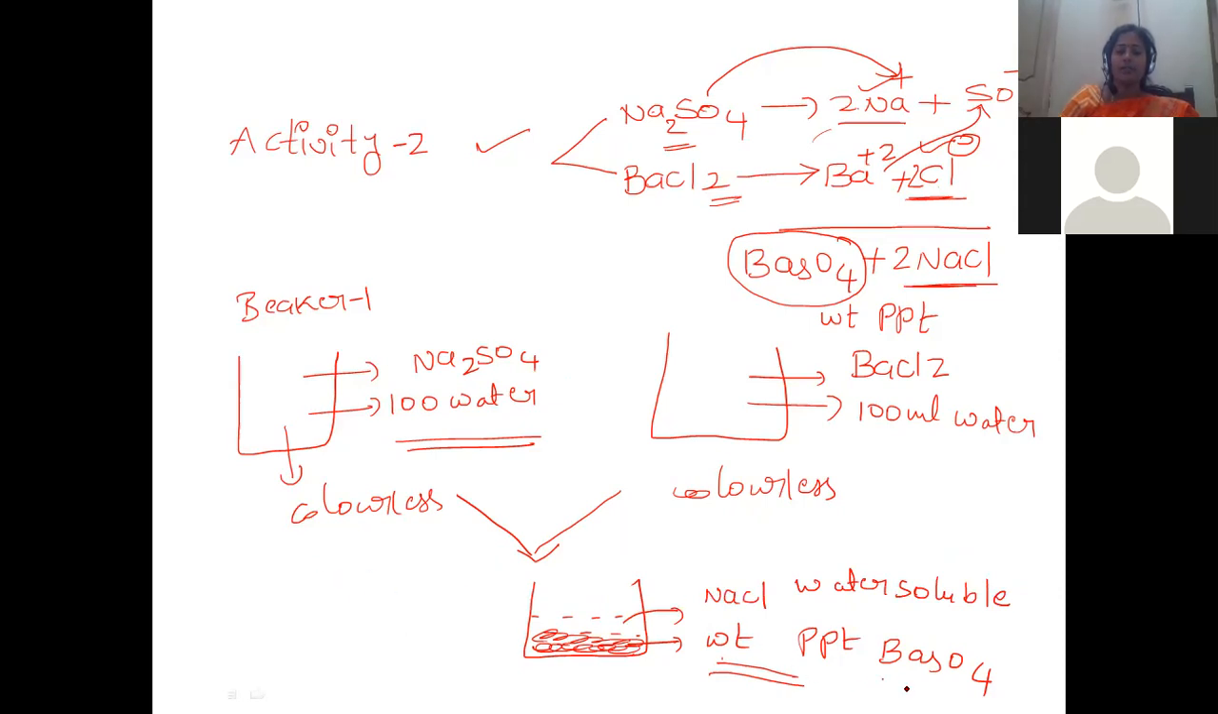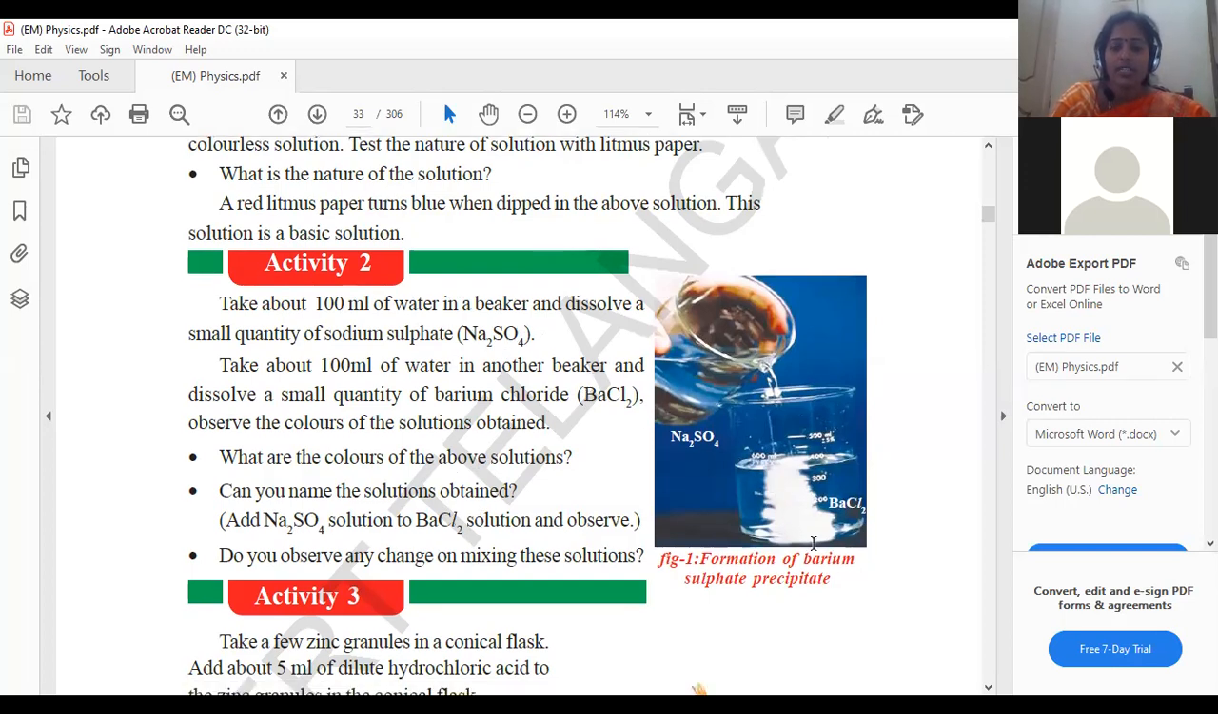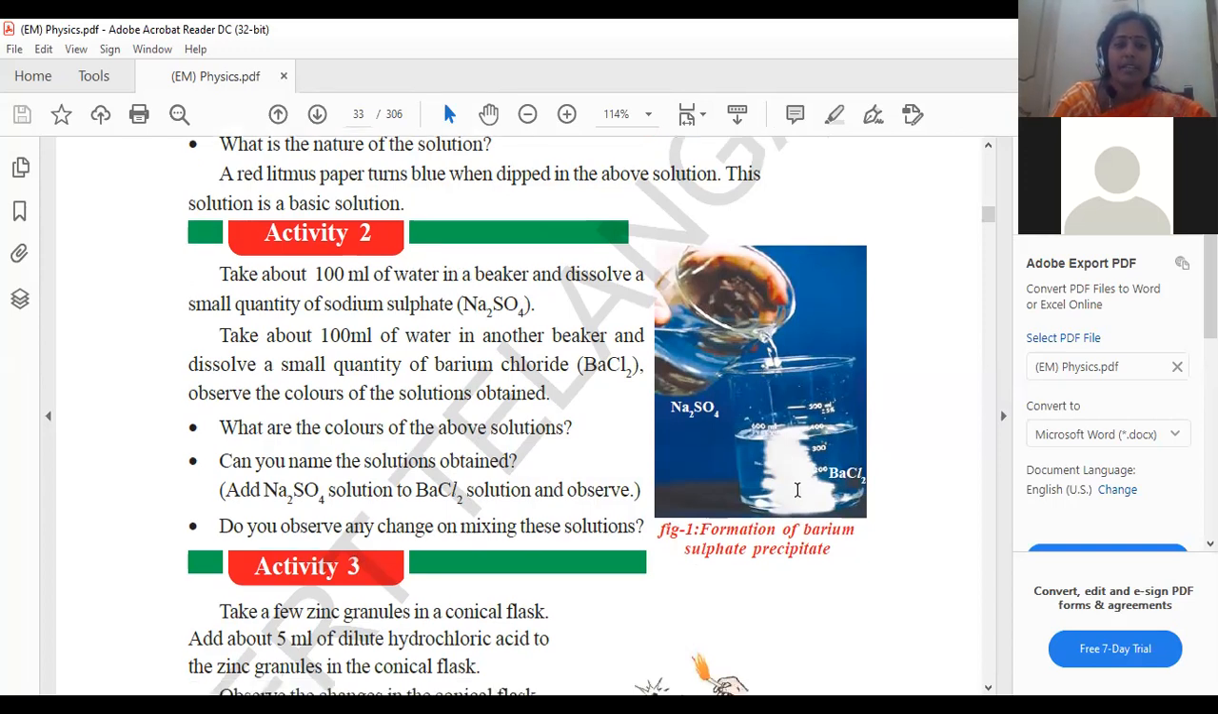Okay. So here you can observe a precipitate formation at the bottom, right? So let us move on to our actual topic. Here, 100 ml of water added with sodium sulfate, another 100 ml of water added with barium chloride. So there is a formation of barium sulfate and sodium chloride by mixing these two, because they are exchanging ions. That's the reason why you can notice a white color precipitate, formed because of barium sulfate formation. Okay, do you observe any changes in this? Yes, initially colorless. After mixing, they converted into white color precipitate.